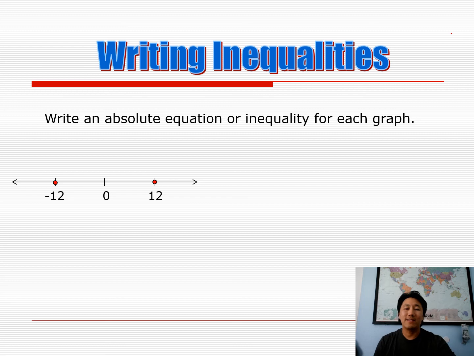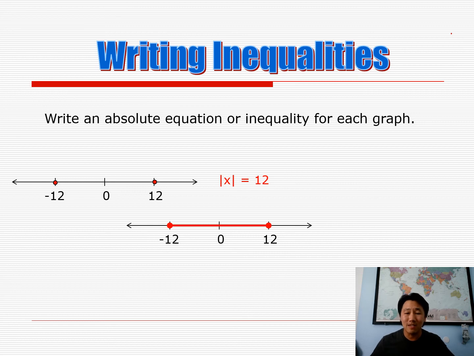All right, let's write some inequalities. So this is actually going a little bit backwards. They're going to give you the graph, and then they ask you to go backwards to write the equation. This one's pretty easy because you have a dot at negative 12 and a dot at positive 12. So there's our answer. The absolute value of x is equal to 12 because negative 12 works and positive 12 works.